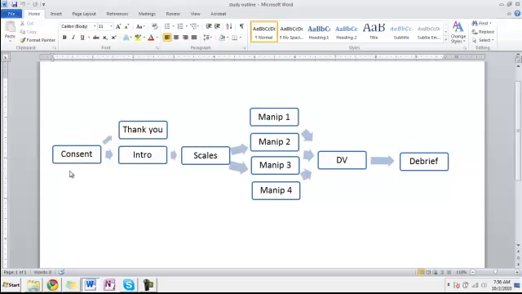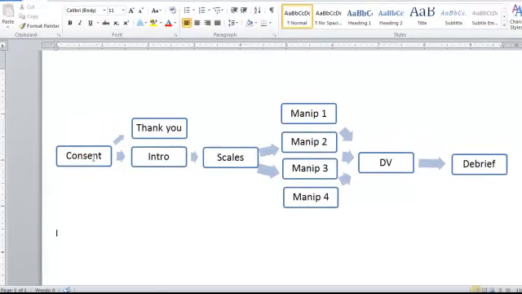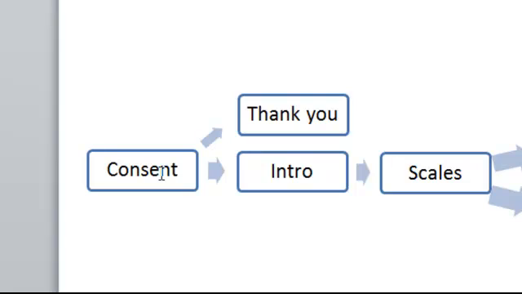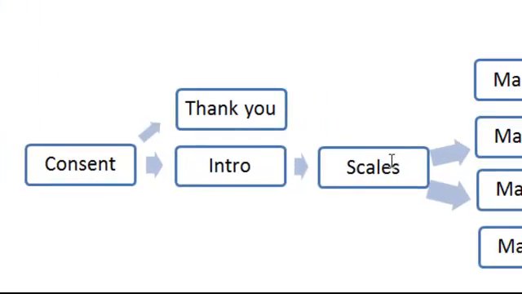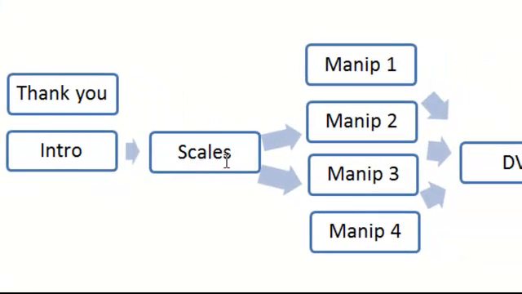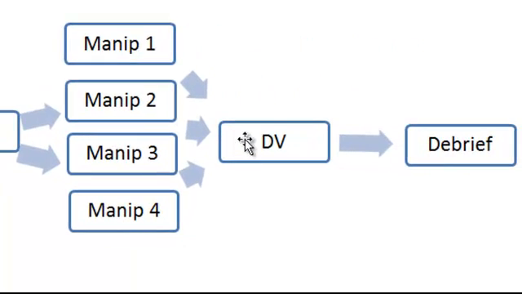As you can see here, we expect all participants to go to the consent form. If they say no, they do not want to participate in the study, then they're taken to a thank you page. If they do want to participate in the study, then you might send all the participants to an introduction, after which you'll send them to scales, measures that you might want to do before the manipulation. After that, you want to randomly assign people to one of any number of conditions, and then you want to send everyone to the DVs, and then you want to debrief them.